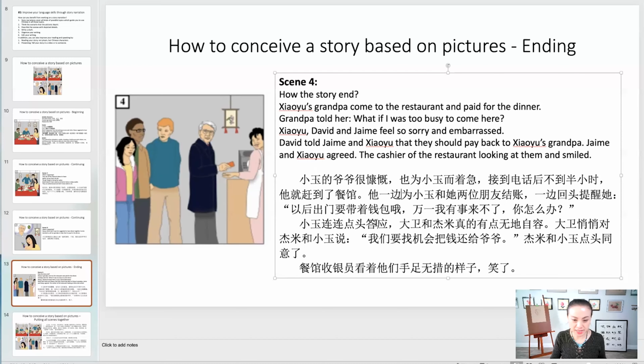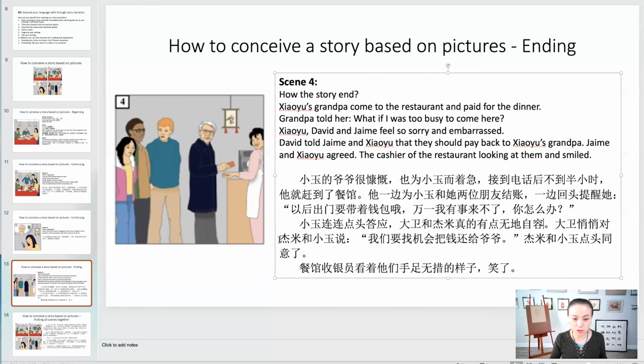小玉连连点头答应. Nod the head, said, okay. And David 和 Jamie 真的有点无地自容. This is another idiom. 无地自容 means feeling ashamed. And you learned this one. Feel like nowhere to go.